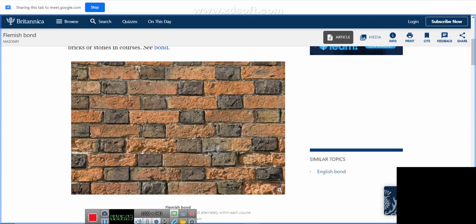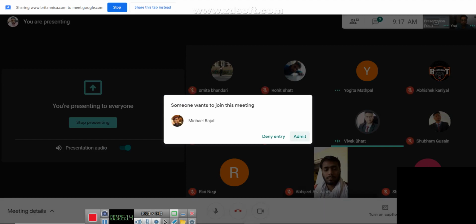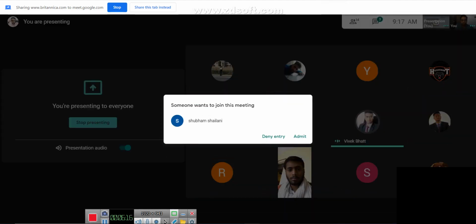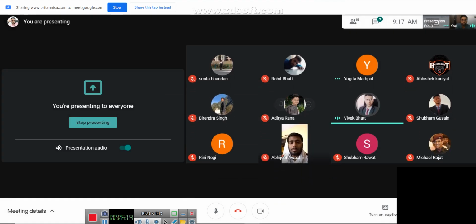Okay, Vivek, can you see this diagram? Yes, sir. Okay. So now you can tell me how this bond is different from an English bond. English bond has already been discussed. So what can you infer from this?